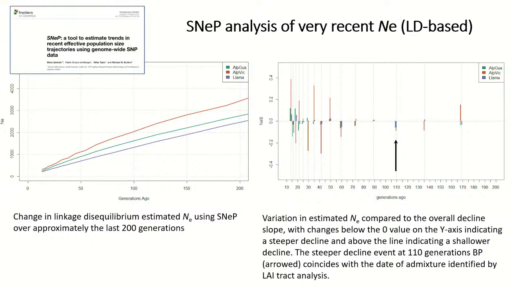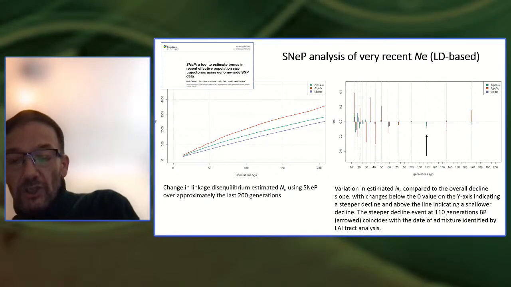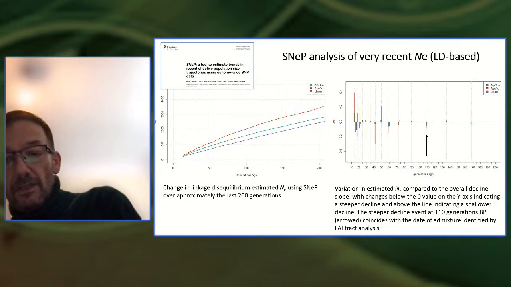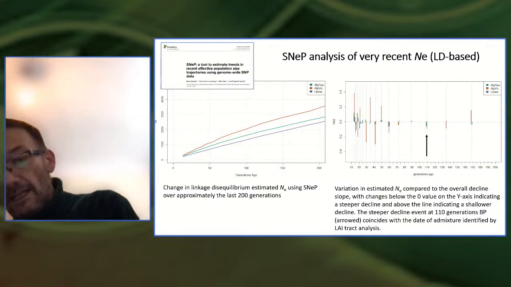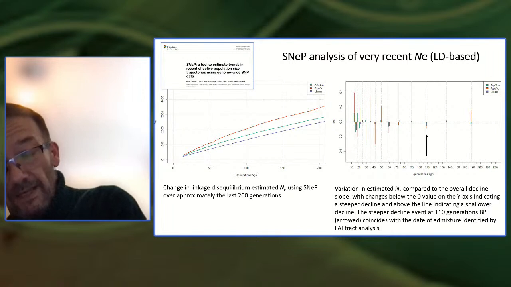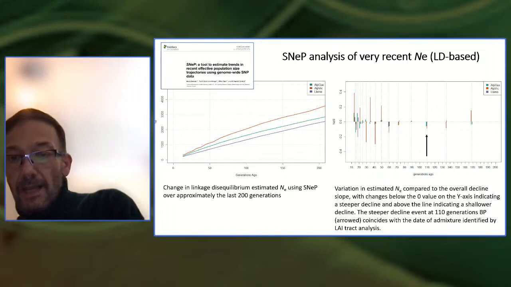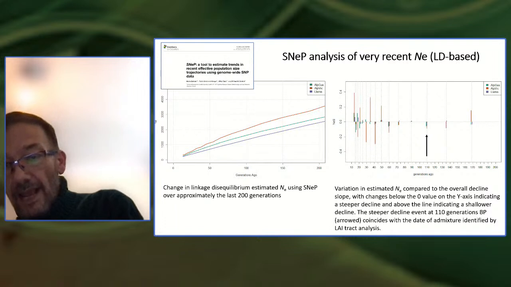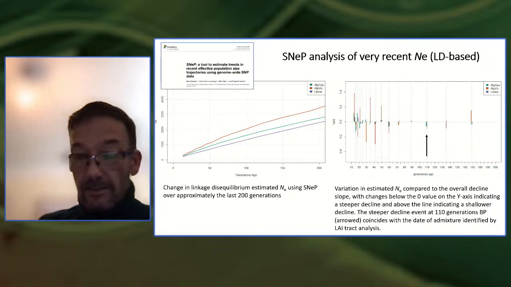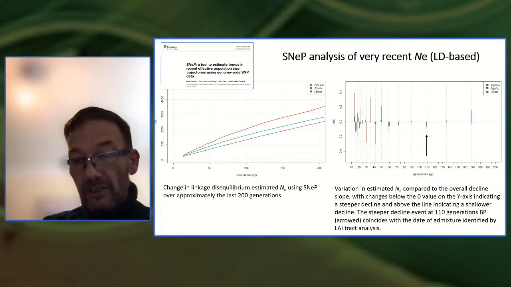When you look at the change in the steepness of that curve, which is not obvious in the original plot, but you plot the delta in steepness, we see an interesting standout event about 110 generations ago. And that is meaningful. If you remember, when I showed you the local ancestry plot, the time at which the admixture happened, we estimated at 110 and 120 generations ago for both llama and alpaca, despite the fact that the proportion of admixture was really different. What that meant was that something happened that both increased admixture and precipitated a decline in population size at the same time, 110 generations ago.